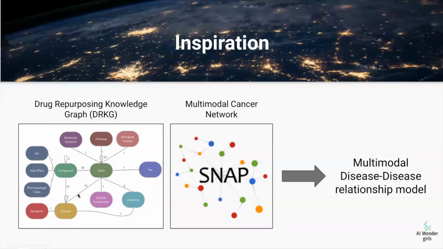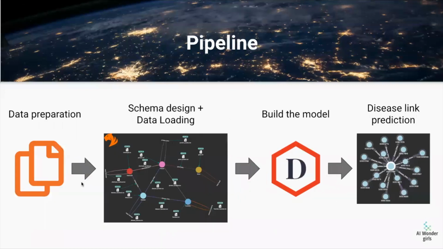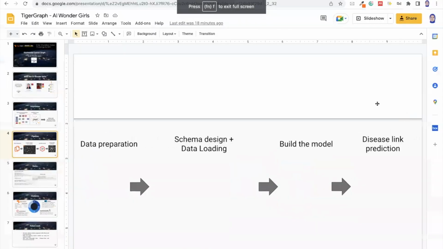So for example, if you have COVID-19, what are the drugs that you can take? We used the multimodal cancer network from the SNAP library. We prepared the data, designed the schema, loaded the data inside TigerGraph, and built a model using TorchDrug library to perform disease link prediction.